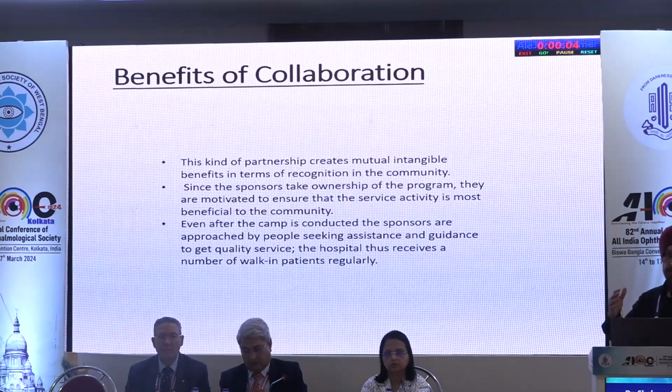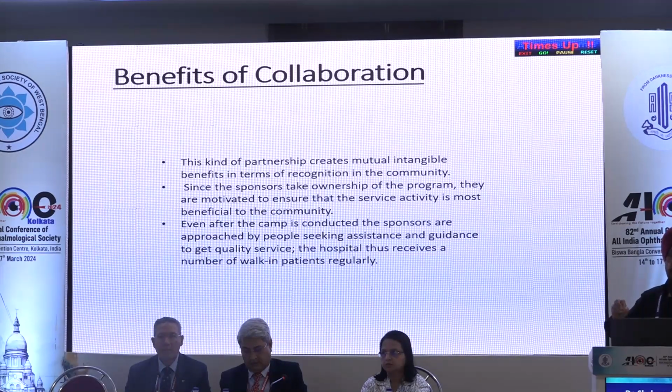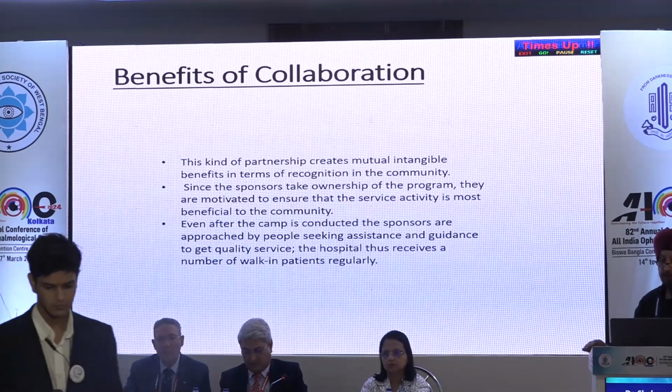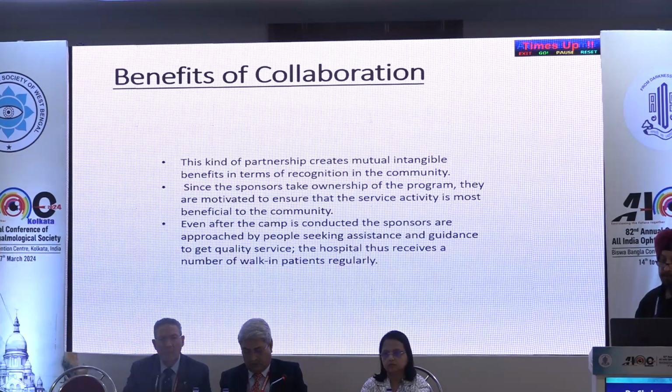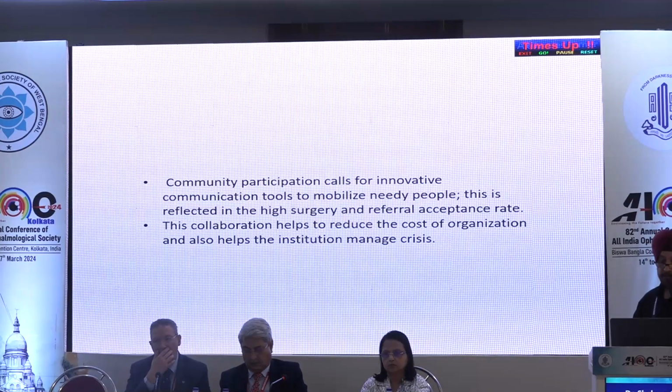You organize a camp, you organize surgical camps, and during those camps we can involve those people with us. Since the sponsors have ownership of the program, they are motivated to ensure that their services and activities are most beneficial to the community. Even after the camp is conducted, the sponsors are approached by people seeking assistance and guidance to get quality services. The hospital thus receives a number of walk-in patients regularly, and we can motivate all of them for eye donations.